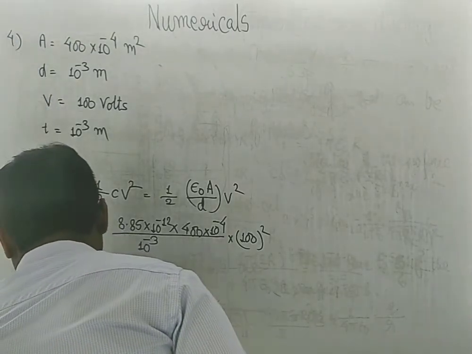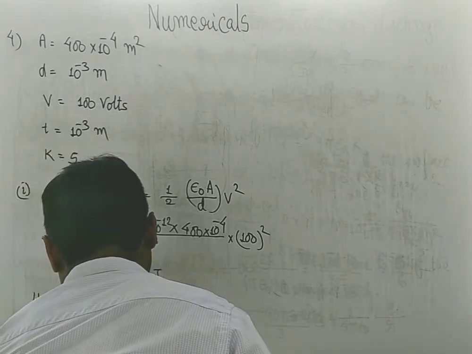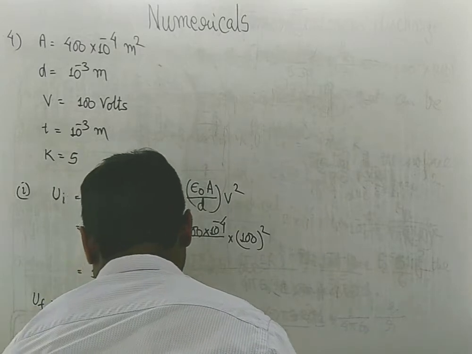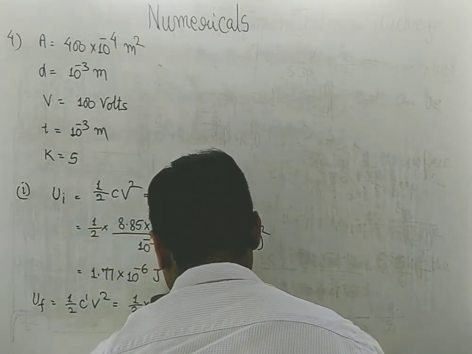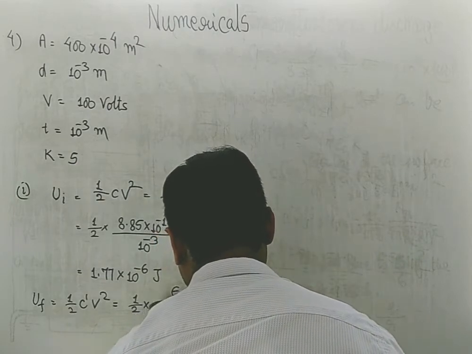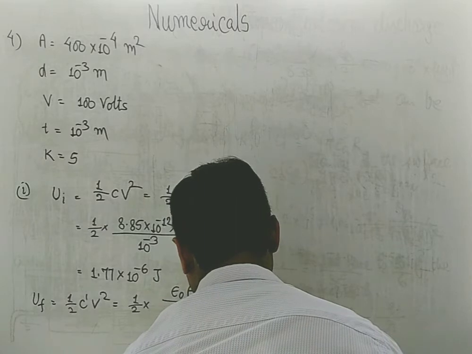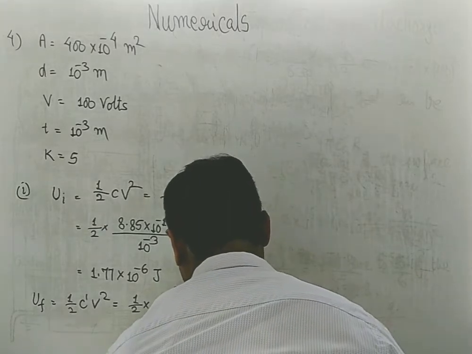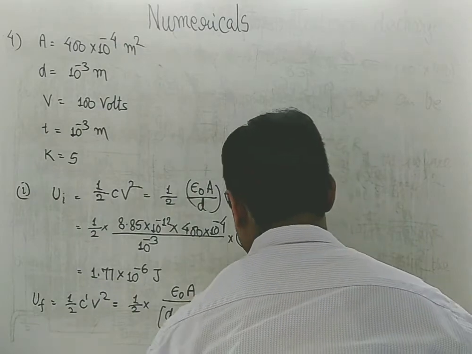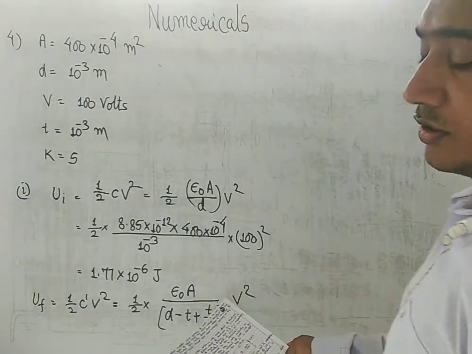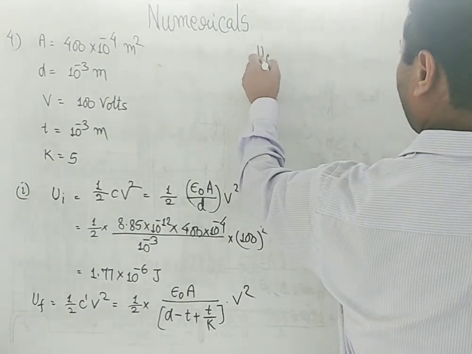Now let's calculate Uf, the final electrostatic energy. It will be half C dash V square, and this time C dash, the capacity, is epsilon naught A upon D minus T plus T upon K. This is the capacity, into V square. Just place all those values here to get Uf.